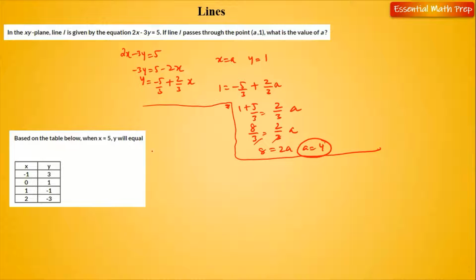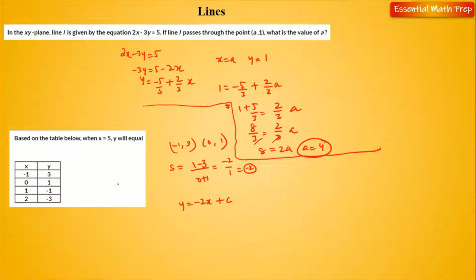All right, based on the table below, when x equals 5, y equals what? Well, first we need to figure out what the slope is. Once we know the slope, then we can substitute for x. And then we also have to determine the intercept before we can substitute for x to figure out what y is. So just pick any two ordered pairs, so -1, 3 and 0, 1. Based on this, we can determine our slope to be 1 minus 3 over 0 plus 1, which is -2 over 1, which is -2, right? So y equals -2x plus c.